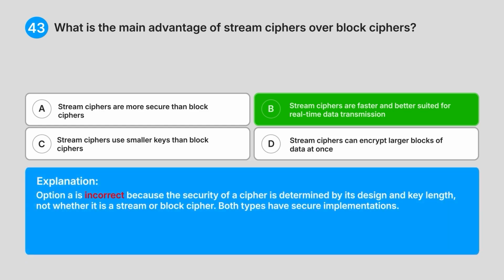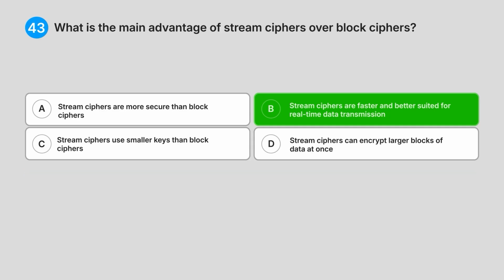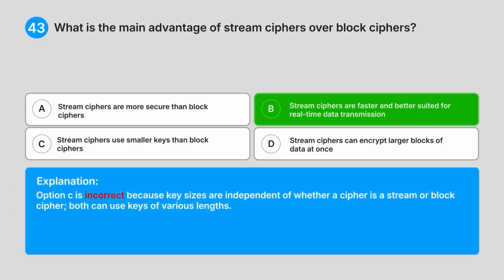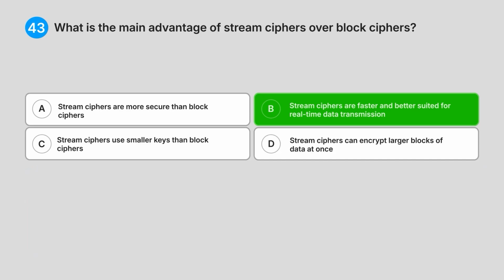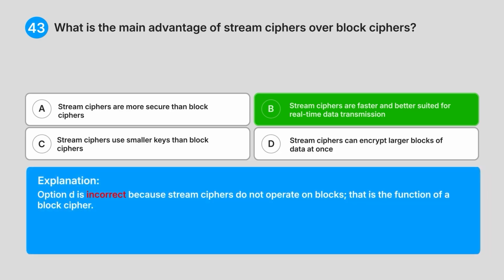Option A is incorrect because the security of a cipher is determined by its design and key length, not whether it is a stream or block cipher. Both types have secure implementations. Option C is incorrect because key sizes are independent of whether a cipher is a stream or block cipher. Both can use keys of various lengths. Option D is incorrect because stream ciphers do not operate on blocks. That is the function of a block cipher.